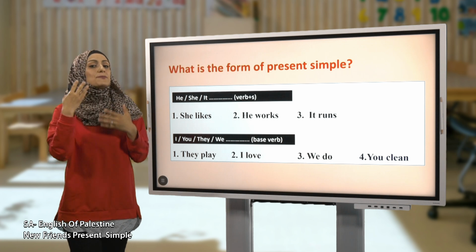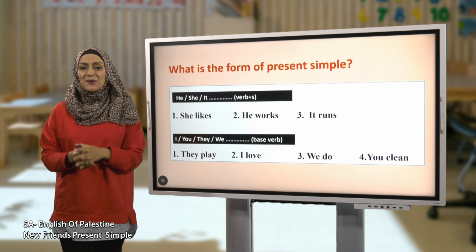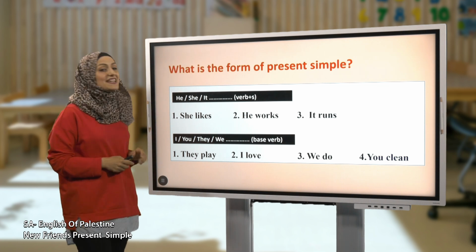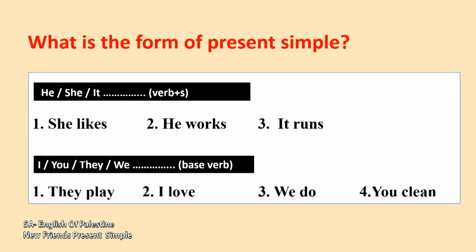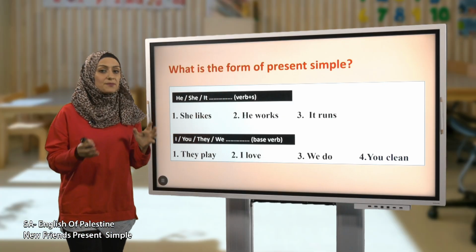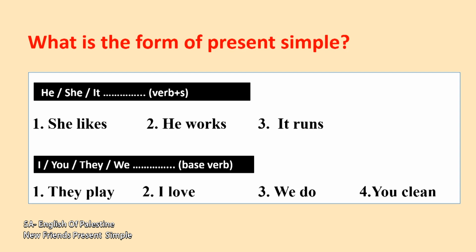How do we speak and write the present simple? Let's look at the form. If the subject is singular, like he, she, or it, simply we add s to the main verb. For example, she likes, he works, it runs. What about plural subject? And what about I? If I have I, you, they, we add nothing to the verb. We keep the verb in its base form.